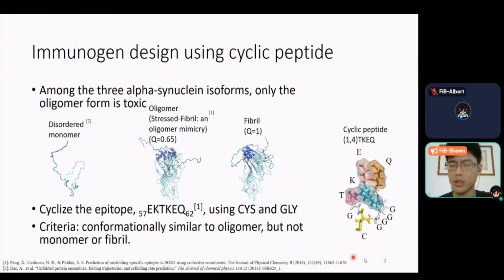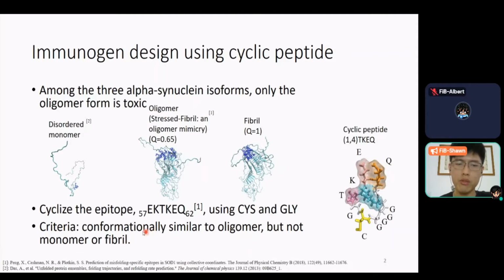Cysteine is used because it's needed to form a disulfide bond to a carrier protein like KLH in order to perform the immunization step. By varying the number of glycine and the sub-epitope region, we can generate tons of cyclopeptides like this. A good cyclopeptide should have some criteria. It should be conformationally similar to the oligomer, but not the monomer or fibril. Since the oligomer is the most pathologic species, we want our immunogen to be as similar as possible to the oligomer, but not to the healthy species or other non-pathologic species.